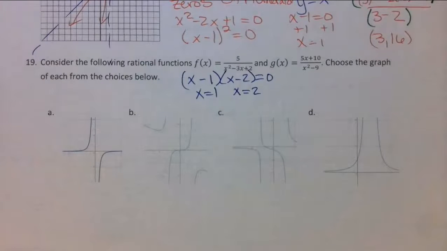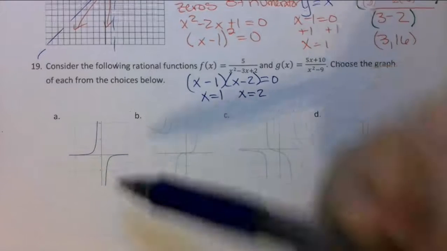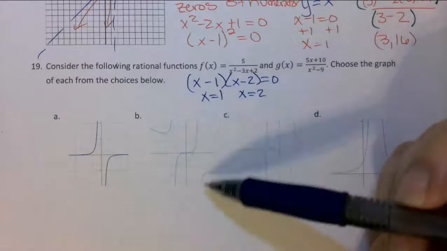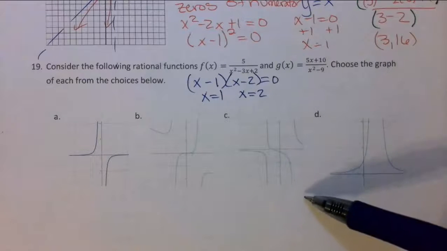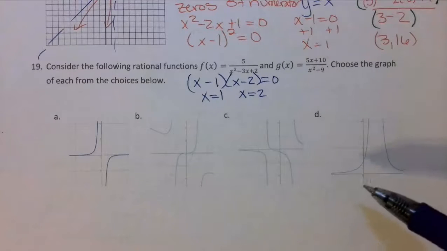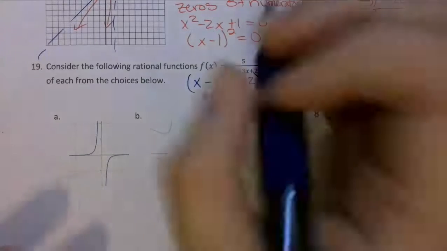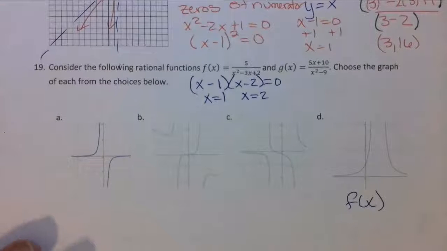If I look at my graphs, it's a little tricky to see. This one only has one vertical asymptote, so it's not A. This one is at negative 3 and 3. This one is also at negative 3 and 3. And then this one is at 1 and 2. So it's the only one that has that. So f of x, I'll write this down here, is D.